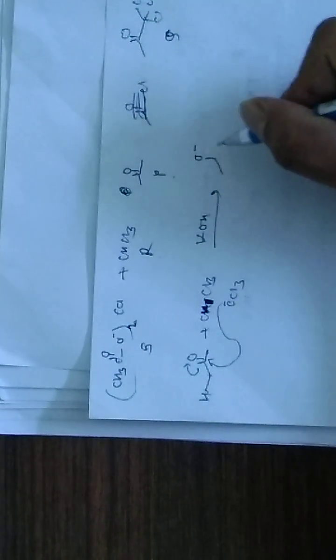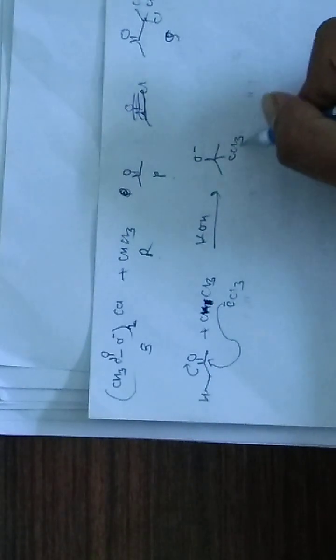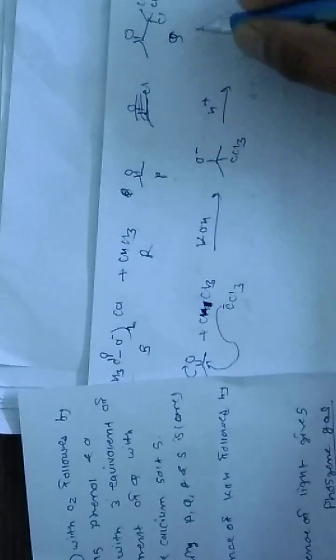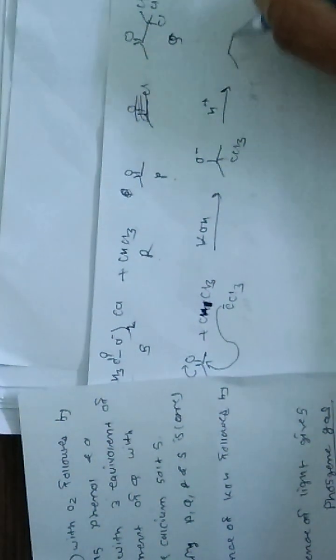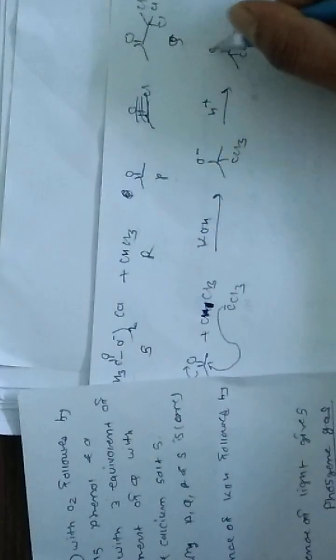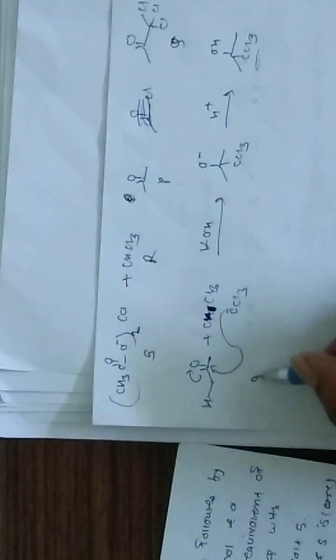So what will be formed here? O minus with CCl3 there, and in the option it is said after acidification, that is H plus comes and this O minus takes H plus. So here what will be formed? CCl3 with OH. In the option also this product is given, so the first option should be correct. So our option A is correct.